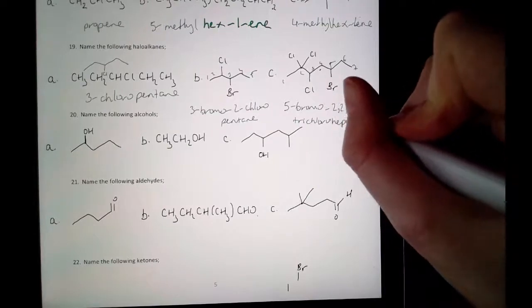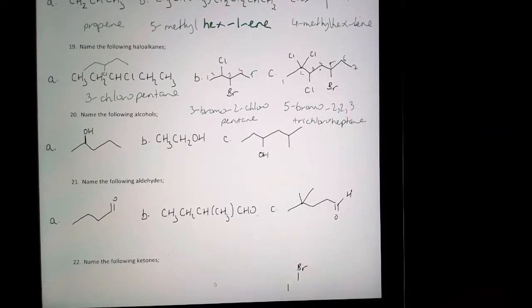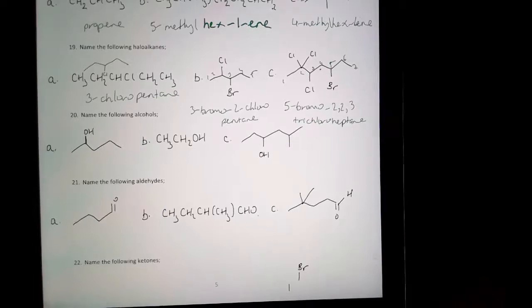Trichloroheptane. There's 7 carbons, which makes it heptane. So 5-bromo, 2,2,3 trichloroheptane.